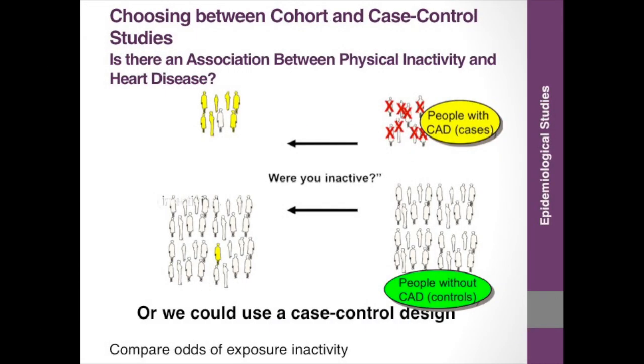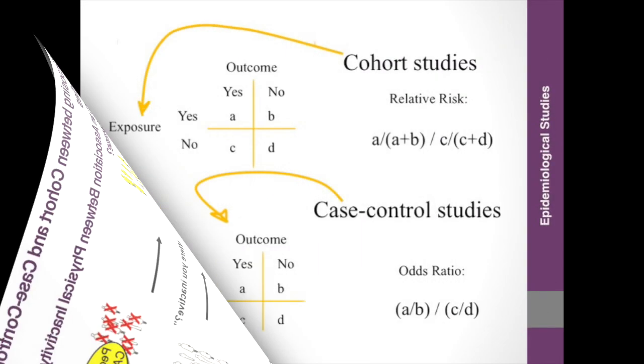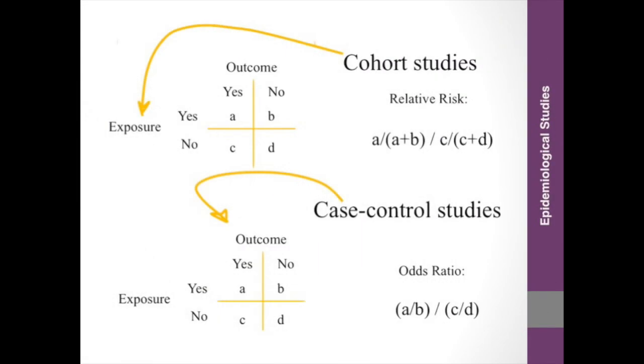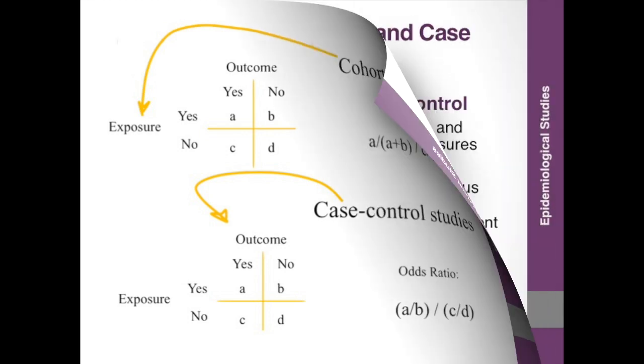Or you can do a case control study, and then you will start with people with heart disease, which are the cases, compare them with a group of controls, and then look back in time and assess their exposure status and assess how many of those were active or inactive in the two groups between the cases and the controls. With the cohort study, we will start with the exposure and calculate the relative risk. With the case control study, we will start with the outcome and then we'll calculate the odds ratio.